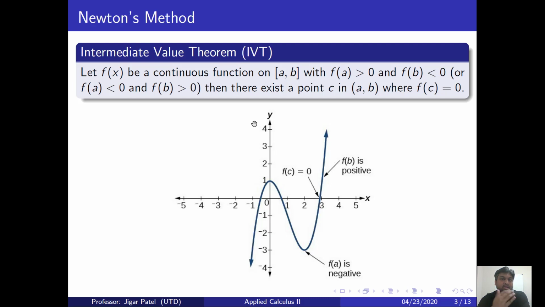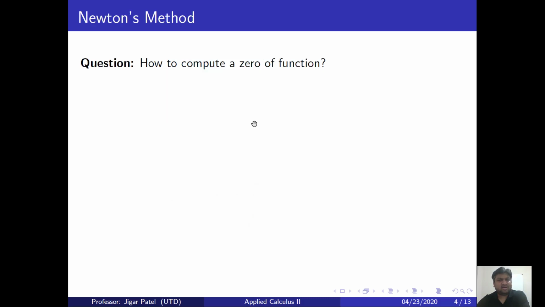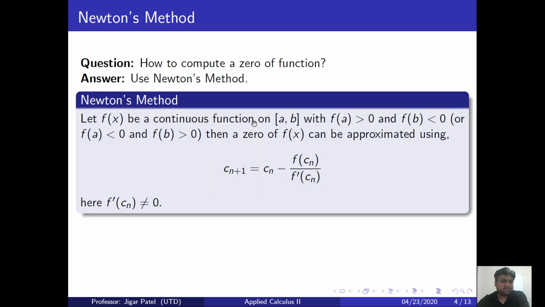All right, the question here is, can we calculate that 0 algebraically? The answer is yes, we can calculate this 0, or at least approximate this 0. The question is how. We have this interesting method called Newton's method that will allow us to approximate the 0 of the function. So let's understand what we mean by Newton's method. Here is a statement of Newton's method.